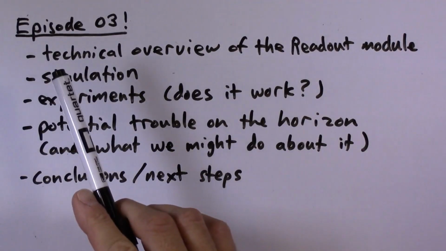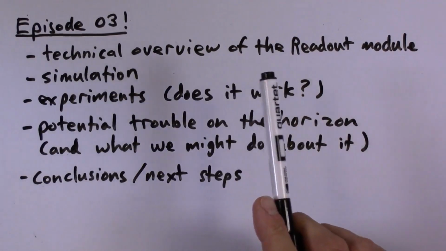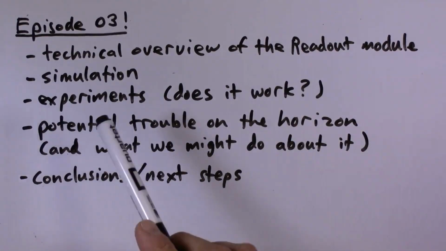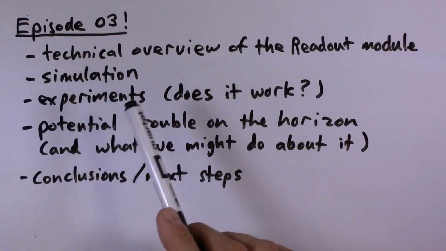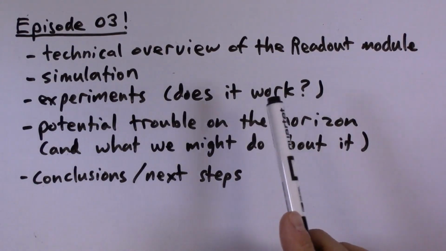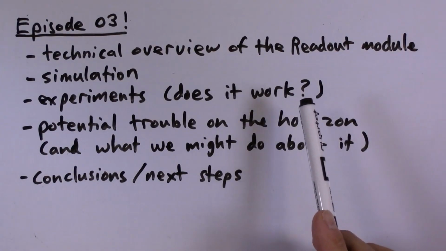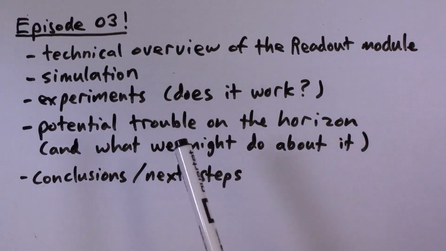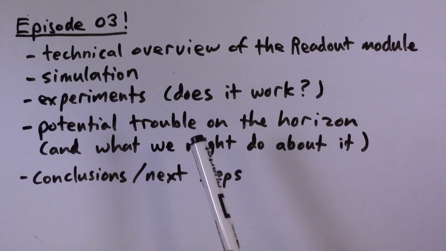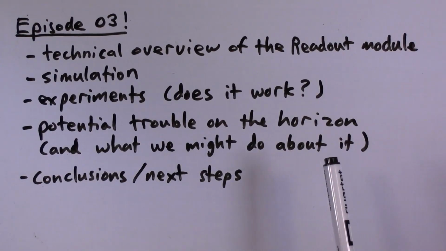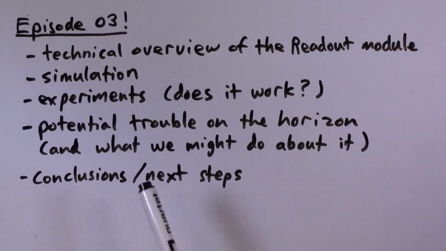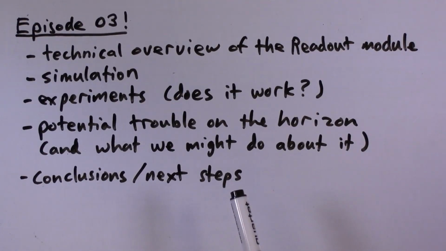In this video, I am going to give you a technical overview of the Readout module. I'll show you a simulation, which is how I gained confidence that the design works. I'll show you some experiments that I did on the bench to verify that it's working as intended. I'll talk about some potential trouble that we may run into, but there are some things that we might be able to do about it if we do encounter that particular issue, and then I'll go over some conclusions and talk about the next steps for the project. All right, let's get started.